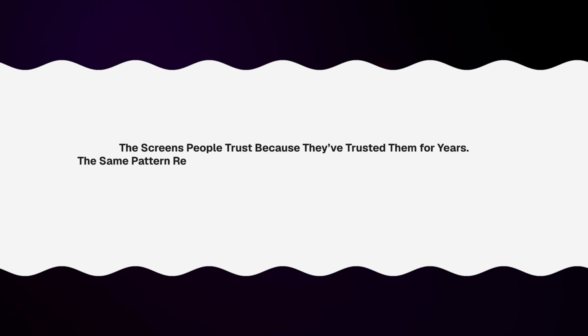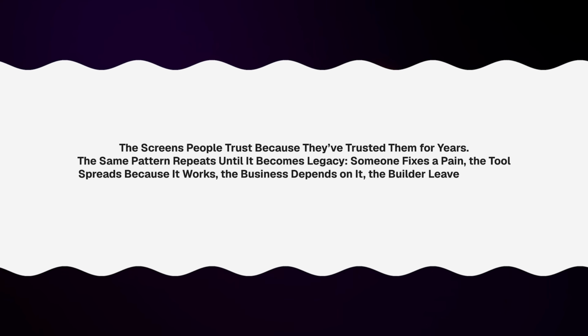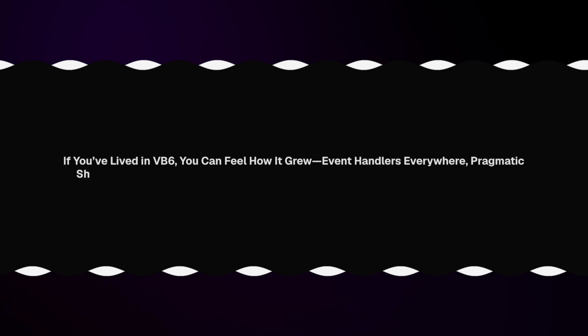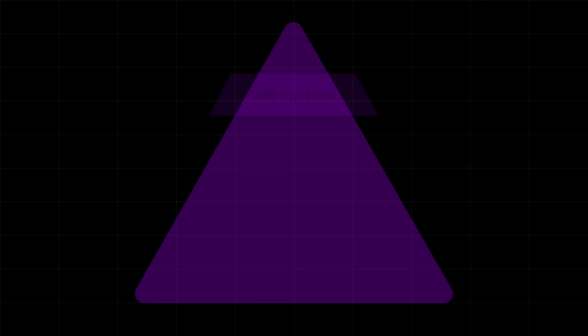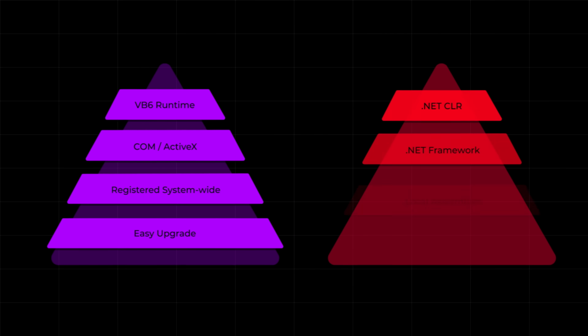The same pattern repeats until it becomes legacy. Someone fixes a pain, the tool spreads because it works, the business depends on it, the builder leaves, and the software stays. If you've lived in VB6, you can feel how it grew. Event handlers everywhere, pragmatic shortcuts, and the line that's funny until it's tied to payroll. On error resume next. In 2002, Microsoft ships Visual Basic .NET, marketed like the next step, but built on a new foundation.